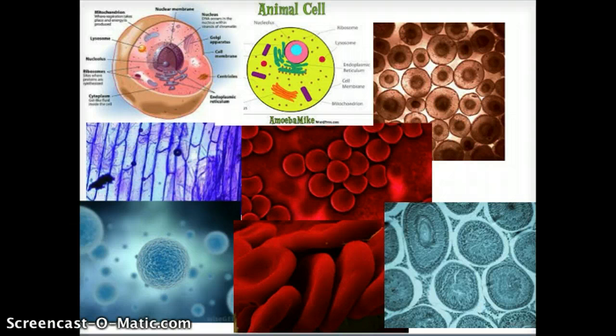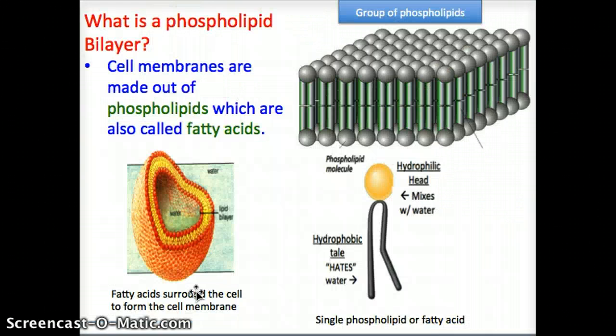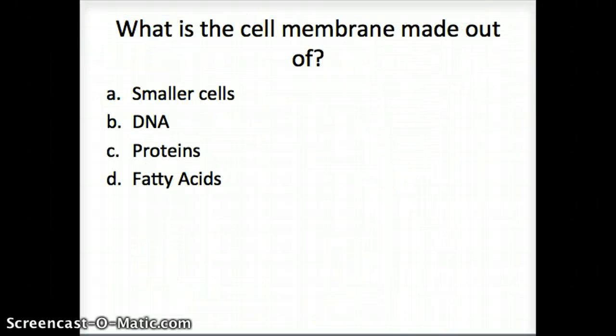Here is, once again, the pictures of all the cells, and that membrane we talked about earlier is made out of, like I said, these individual phospholipids or fatty acids. What is the cell membrane made out of? A, smaller cells. B, DNA. C, proteins. Or D, fatty acids. Go ahead and answer the question now.